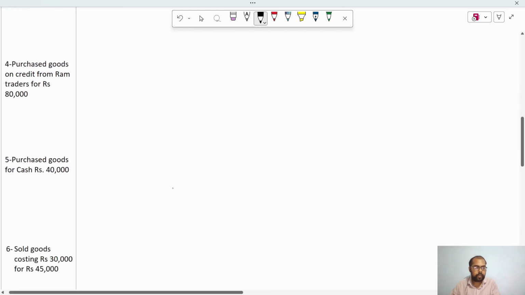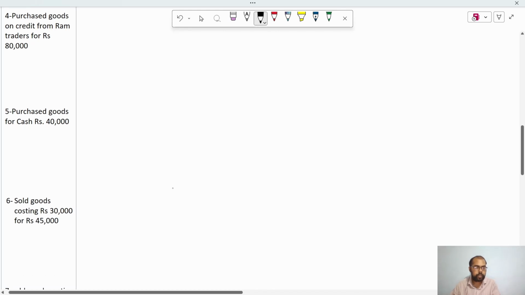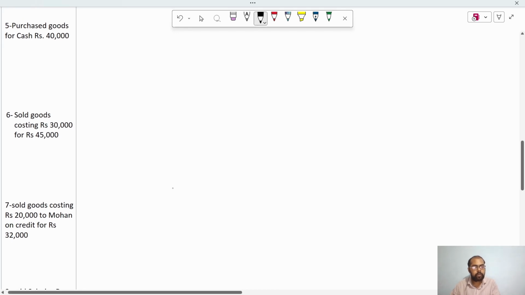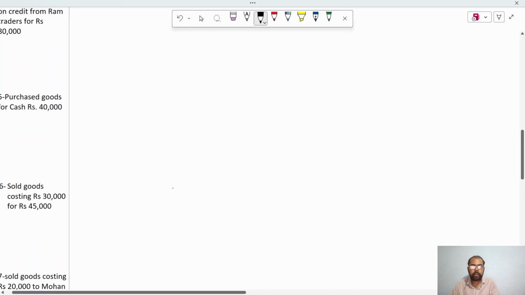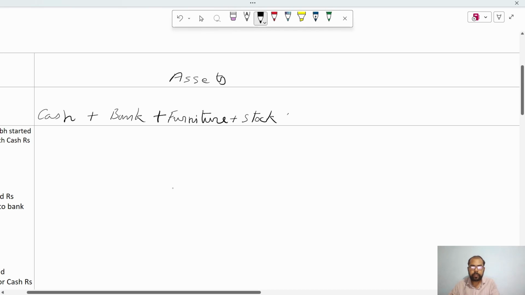Now, goods sold costing 30,000 for rupees 45,000. Here again, no new asset is formed. Sold goods costing 20,000 to Mohan on credit for rupees 32,000. Now see, the goods are being sold on credit, and whenever there is a credit sale, debtors are created. So Mohan is basically the debtor. So one more asset is added to the list, that is debtors.